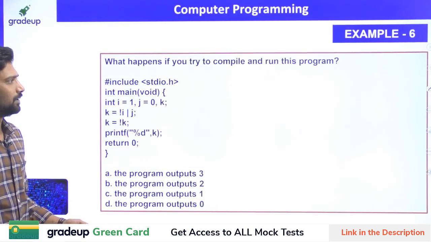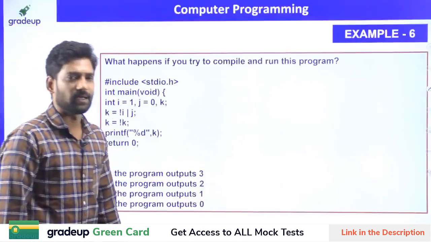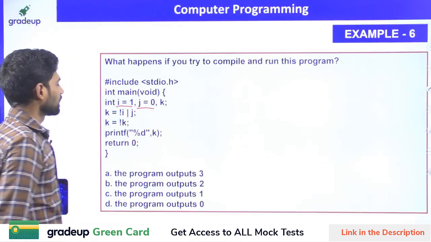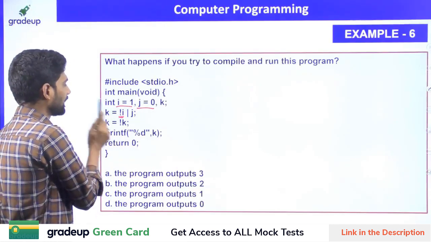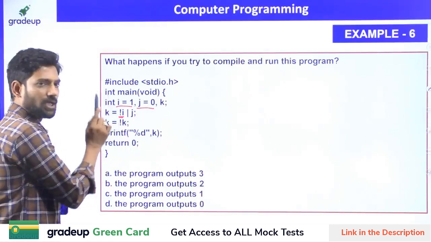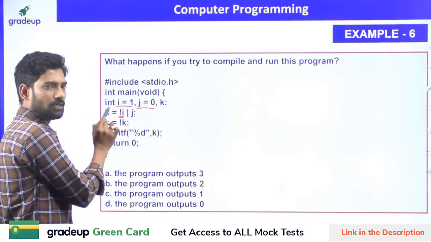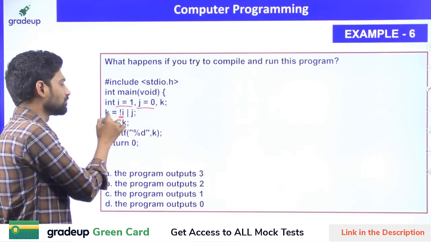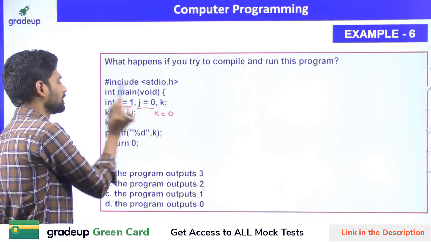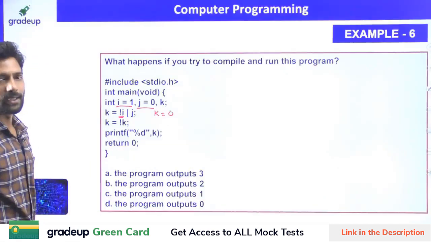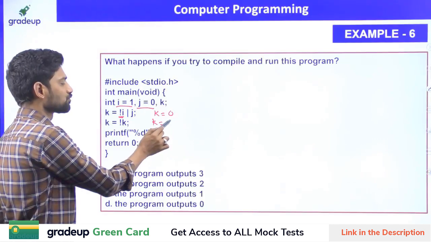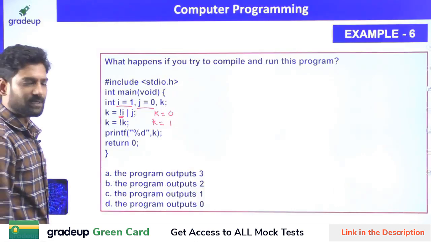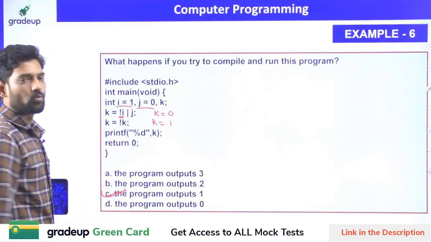Next question. What happens if you try to compile and run this program? i is 1, j is 0, k equal to not i or j. What is not i? Not 1. Not 1 means 0. 0 or 0, 0. So what will be k here? 0. k equal to not k. So not false becomes true, that means 1. Print k. So what is printed? 1 is printed. So the program outputs 1.